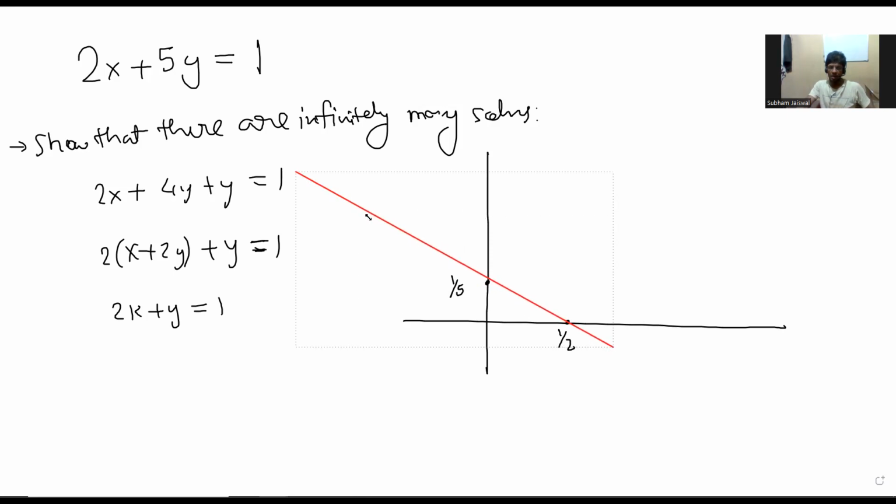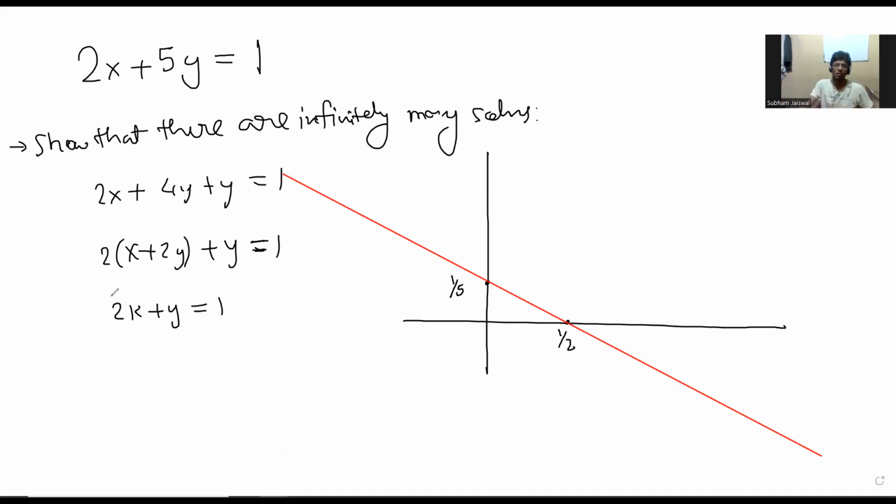What we are basically trying to say is that this line has infinitely many integer coordinates, where both the coordinates are integers. Half comma 0 doesn't count, since that's not both coordinates integers. We want both x and y to be integers. So can you tell at least one integer coordinate on this? That should not be difficult.